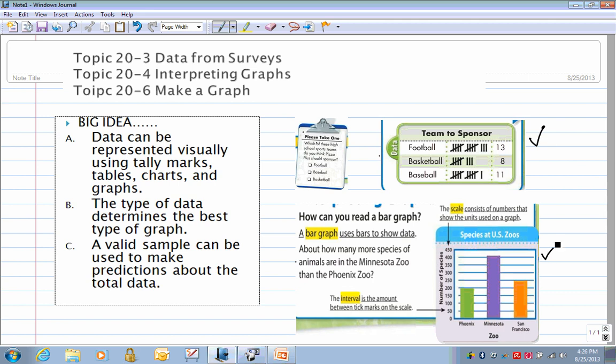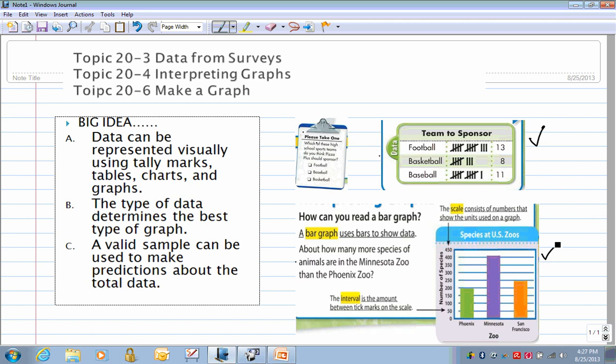We are also going to talk about the types of data. They determine the best type of graph to use. So, for example, if you had a lot of data and you surveyed many people, you may not want to use any type of tally chart because there would be a lot of tally marks.